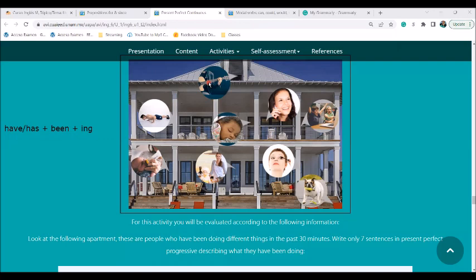Play the guitar. Okay, again? Repeat. Play guitar. All right, so let's start with the person. Who? The man, he. Let's start with the person. He has been playing the guitar. Perfect, there we go. Marielle, picture number 2.